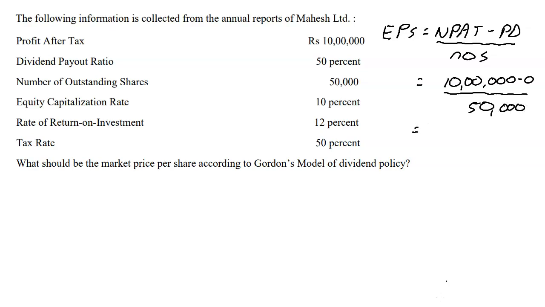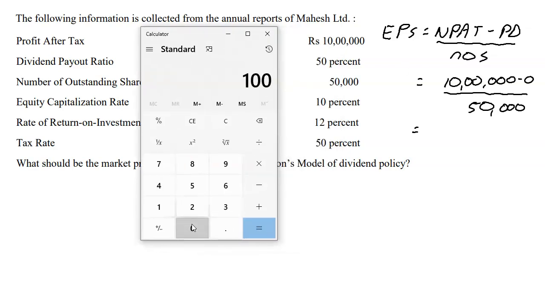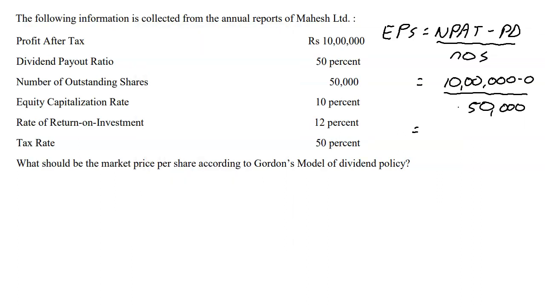the calculator, we have 10 lakhs upon 50,000, which gives us 20.